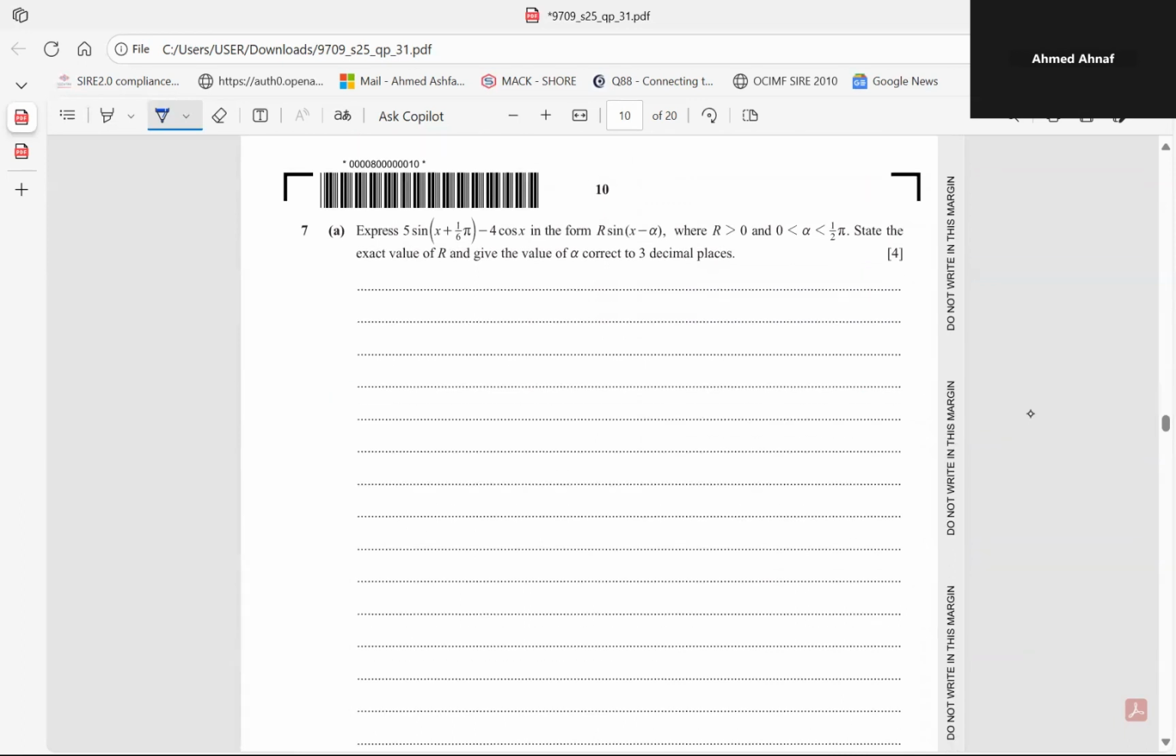Okay, so here you're gonna have to express this trig equation in this form, where r is more than 0 and alpha is between 0 and pi over 2. And we have to state the exact value of r and give the value of alpha correct to 3 decimal places.